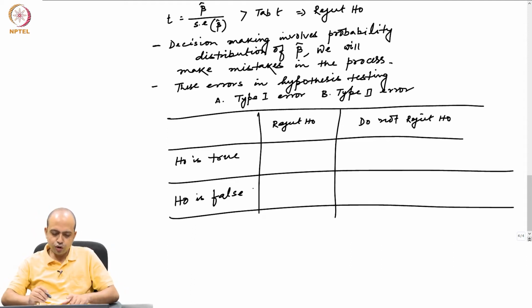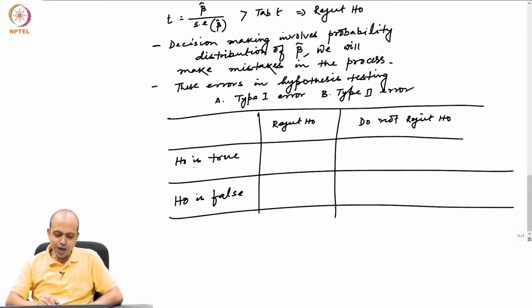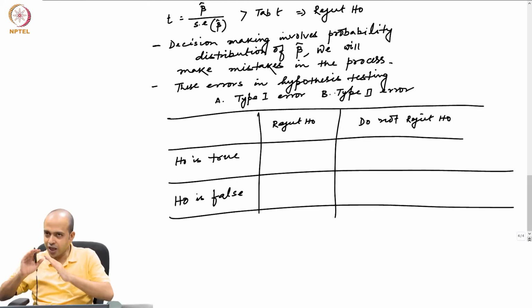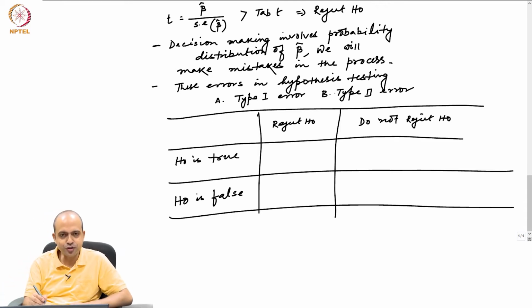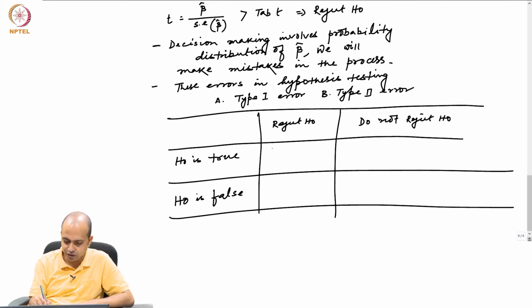Okay. So, think about this case, your null hypothesis H naught is true and you are rejecting the null. That means you are committing a mistake. H0, the null hypothesis, is actually true, so you are rejecting a true hypothesis. So, that means you are committing a mistake. So, rejecting the null when it is true is called type 1 error.